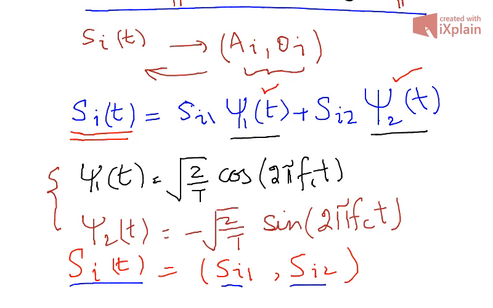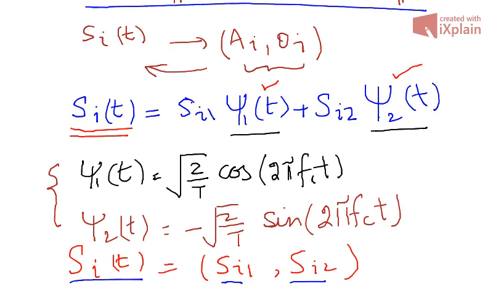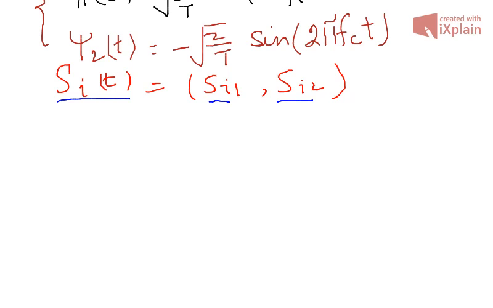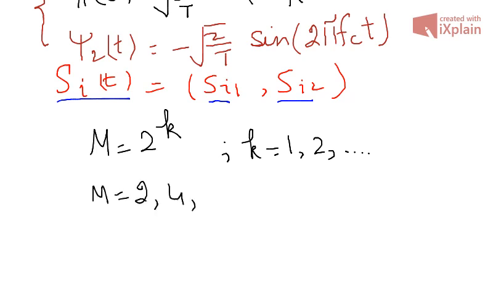You are familiar with the value of M: M is 2 raised to the power k, where k is 1, 2 and so on, so the possible values of M are 2, 4, 8 and so on. When we say MQAM, M-array quadrature amplitude modulated signal, this M represents the number of unique signal points used for transmission, the number of unique symbols or signal points of that signal constellation.